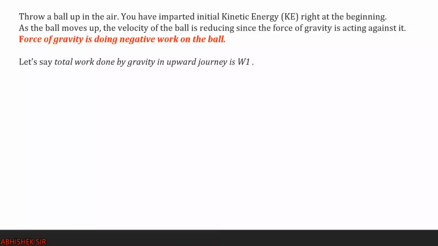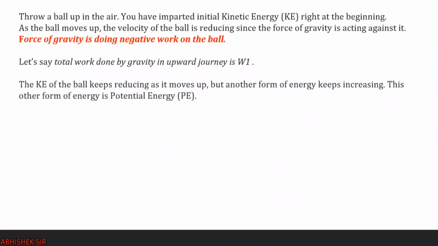Okay, now let us say that the total work by this journey, this upward journey by gravity, is W1. Alright, so work now comes into the picture. The kinetic energy of the ball keeps reducing as it moves up, but we have another form of energy which keeps on increasing. As the kinetic energy is reducing, another form of energy is increasing. This other form of energy is nothing but potential energy, right? As kinetic decreases, potential increases.